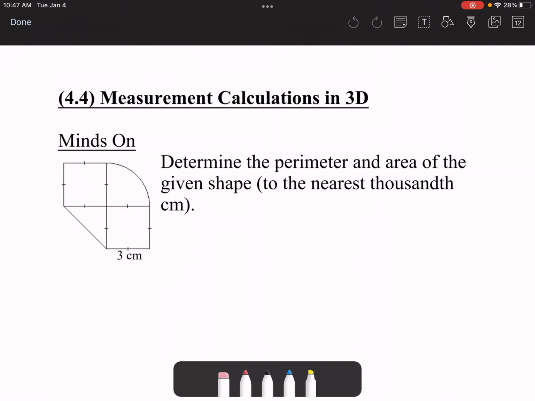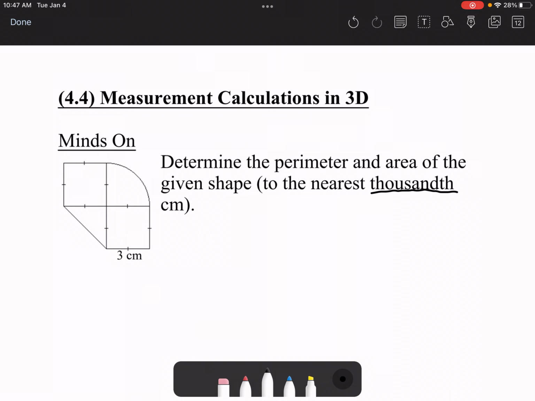Before we begin this, based on the shape that you're given to the left, I would like you to determine the perimeter and the area of that given shape to the nearest thousandth. That means to the nearest 3 decimal places in centimeters. So pause the video and try that out on your own right now.